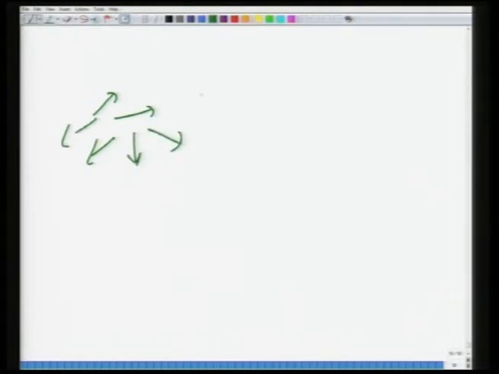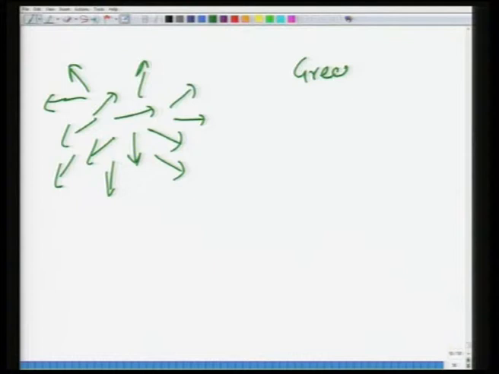So each molecule is represented by each of these arrows. The green one is when E is equal to 0. Now what I do is apply an electric field. Let us say the electric field is applied in this direction.